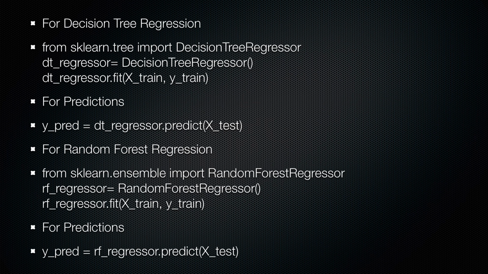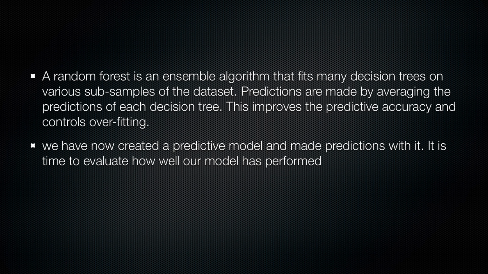For decision tree regression, for predictions, for random forest regression, for predictions. A random forest is an ensemble algorithm that fits many decision trees on various subsamples of the dataset. Predictions are made by averaging the predictions of each decision tree. This improves the predictive accuracy and controls overfitting.